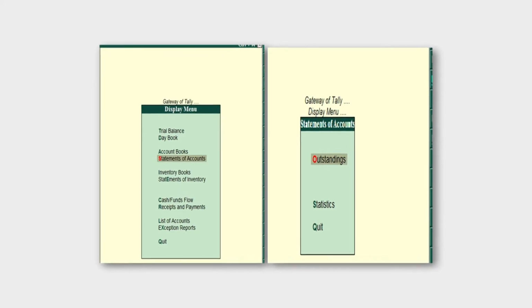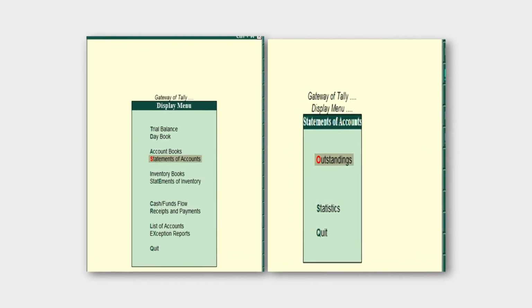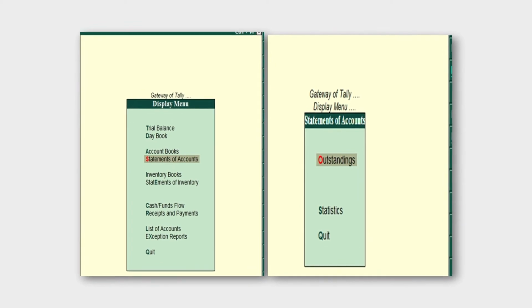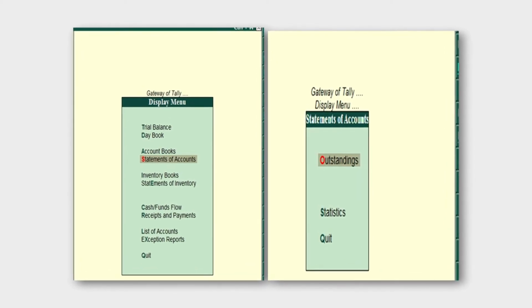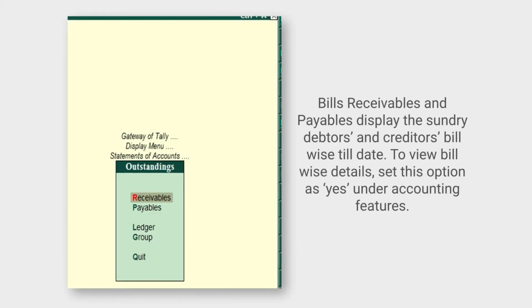On the screen, you can see display menu, statement of accounts. Statement of accounts, once clicked, will give you outstanding. Within outstanding, the 4 things: receivable, payables, ledger or group. Bills receivable and payables display basically the sundry debtors and creditors bill wise till date. To view bill wise detail, you have to set this option as yes under the accounting feature.